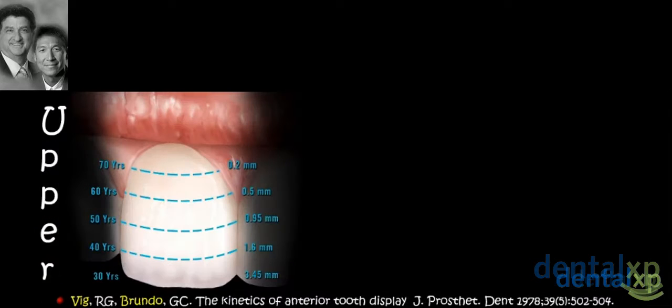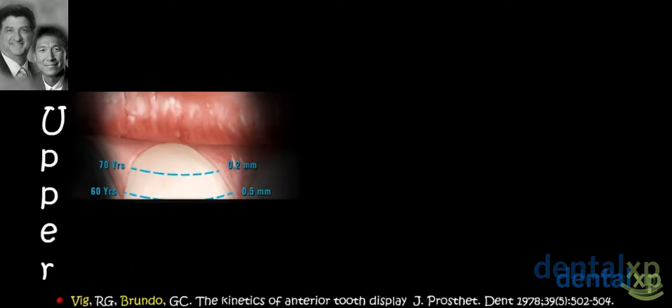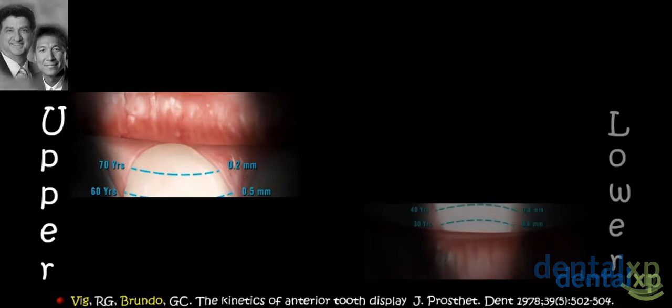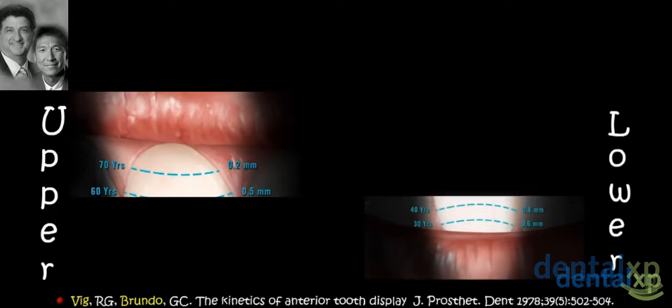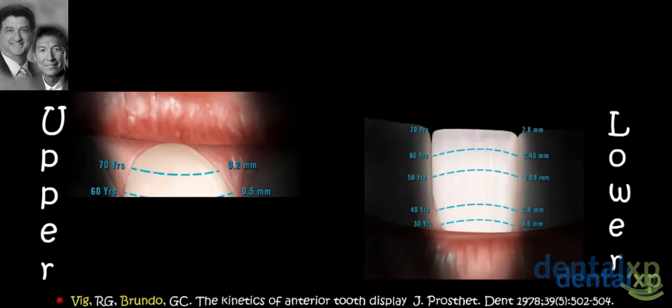We know, based upon Vigen Brundo's work and David Sarver's work, that with increasing age, everything tends to go south a little bit. Meaning that with increasing age, the maxillary anterior teeth are less visible, and the lower anterior teeth become more visible. In a lot of different patients with increasing age, they tend to show more of the lower teeth when they smile.